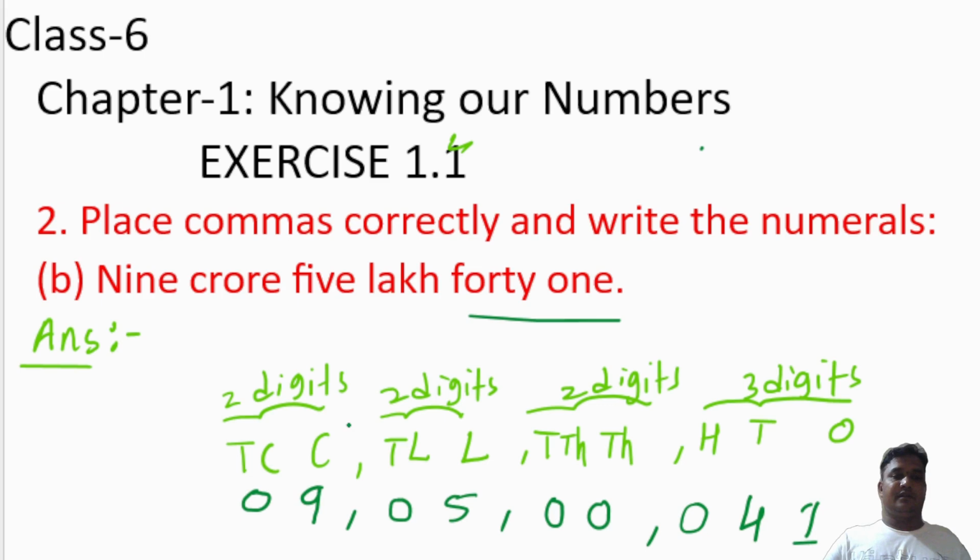So this is the answer. 9 crore 5 lakh 41, how can we write this? 9 crore, 5 lakh, 41. This is the final answer. Thank you.